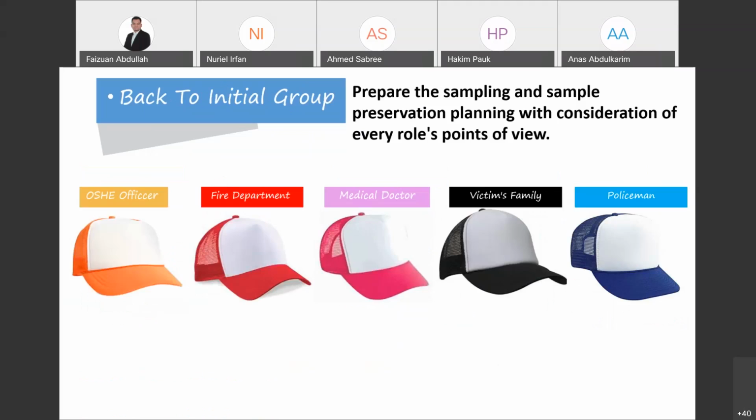When you come back to your initial group, you discuss what is your finding. Okay, the preparation for the sampling and sample preservation planning, with considering every role's point of view that you have discussed previously in your similar roles group, and submit the task in form of mind map, table form, and so on. I will prepare the platform in the e-learning to submit this assignment.